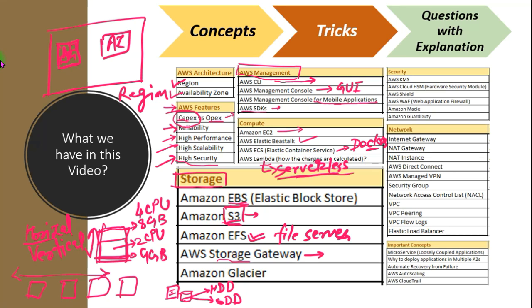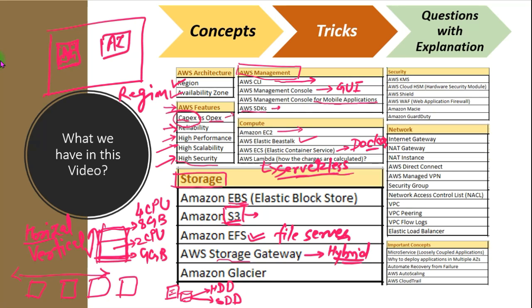AWS Storage Gateway is used in hybrid environments. Whenever we have an environment on-prem and we are looking for a disaster recovery setup in the cloud, we can use AWS Storage Gateway. Or when we are running an application in our organization, on-prem, and we want to use the feasibility of cloud storage, in that case also we can use AWS Storage Gateway.